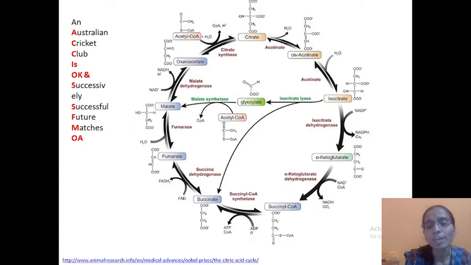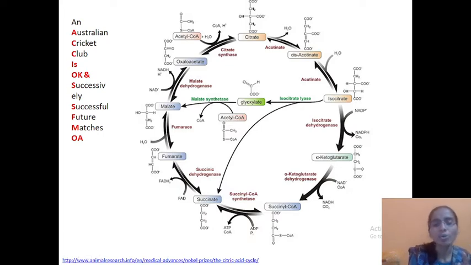This alpha ketoglutarate is acted upon by the alpha ketoglutarate dehydrogenase enzyme. Here, the reduction of NAD takes place, and alpha ketoglutarate is converted into succinyl CoA. Here also one carbon dioxide molecule is removed. So this 5 carbon compound is converted into a 4 carbon compound. Isocitrate was a 6 carbon compound, alpha ketoglutarate is a 5 carbon compound, and then it is converted into succinyl CoA, which is a 4 carbon compound.